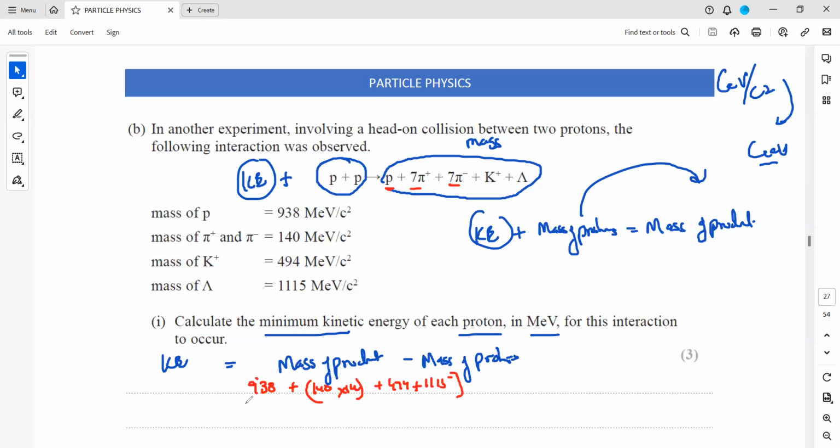This will give us the total mass of the product minus the mass of the protons, because twice the mass of a proton, as 2 protons are there. So 2 multiplied by the mass of a proton, that is 938. Here, why did we not convert the mass into kilogram? Because the simple way is, if we have the mass in mega electron volt per c square, that will be the same as energy in mega electron volt. So we just have to subtract these numbers. When we subtract these numbers, we'll get the total kinetic energy.